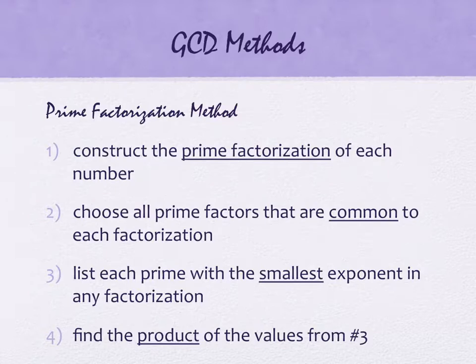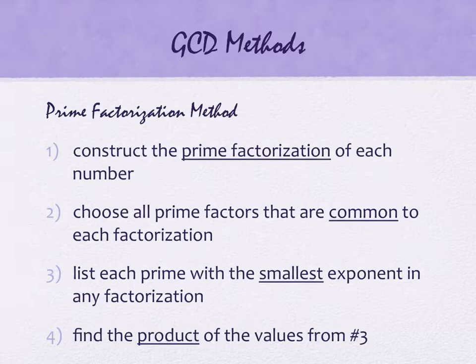So the prime factorization method is the one that I remember learning in school. This is the only one I remember learning. What we do with this method is construct the prime factorization of each number. So you break each of the numbers down into its primes. You choose all the prime numbers that they have in common with the smallest exponent on either number. And then you multiply that out.